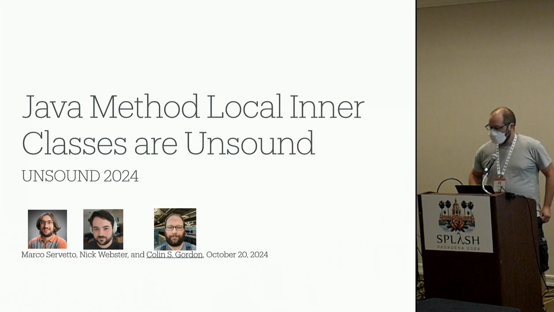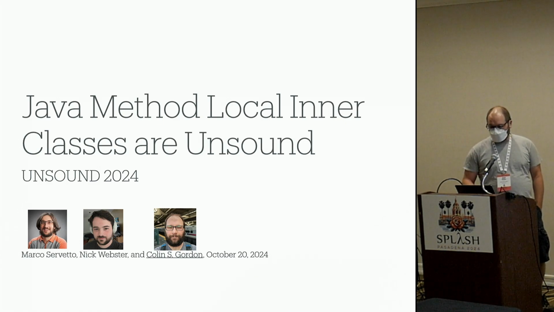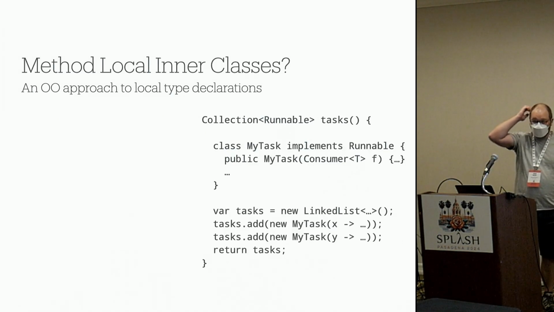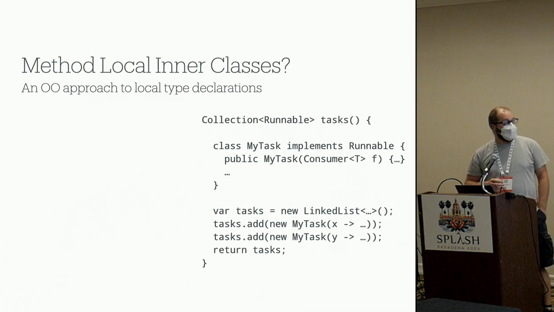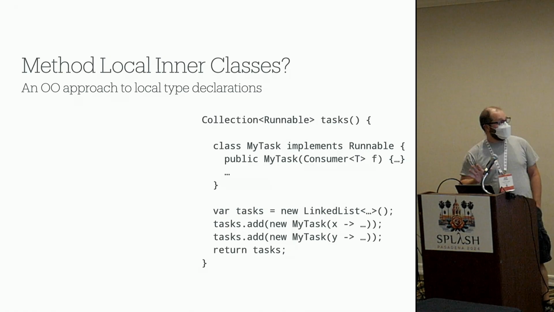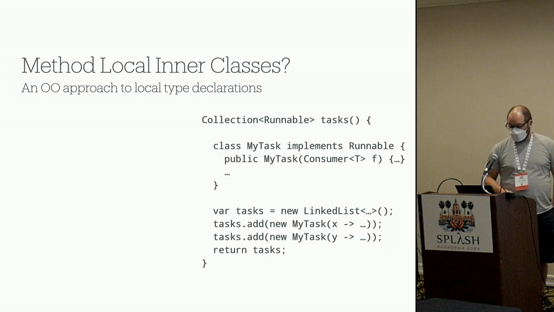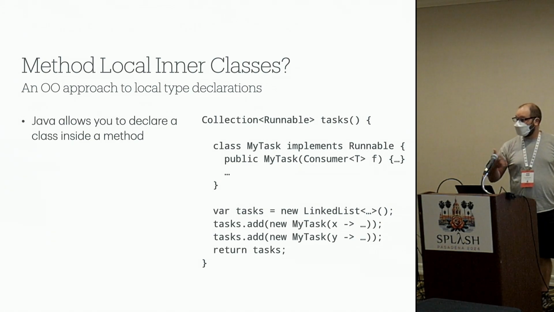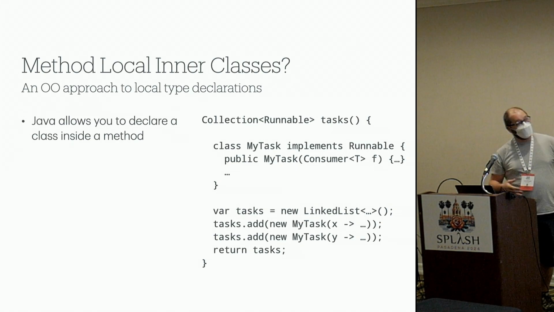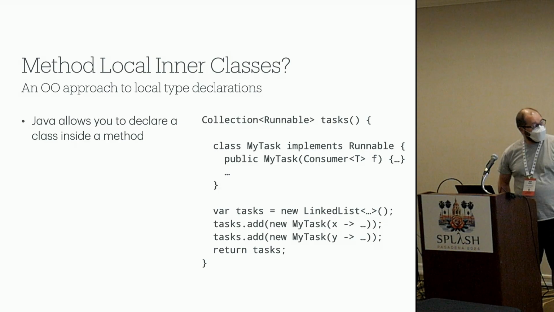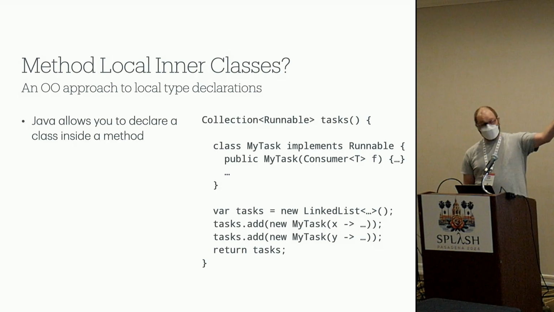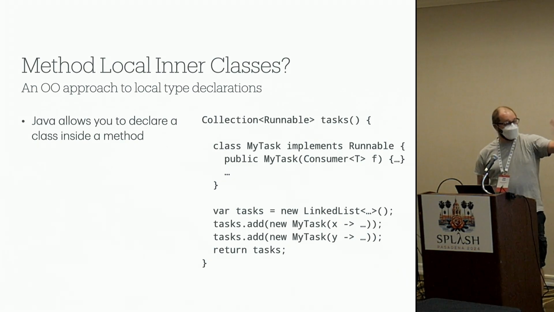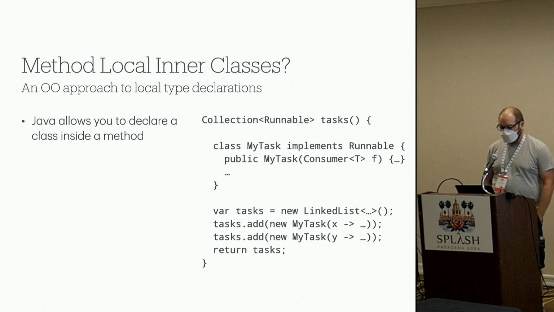Right? So first of all, let's talk about what even is a method local inner class. So the name is suggestive, but it is a little bit of a niche feature. Not everyone is aware that Java lets you do this. Java lets you declare a class inside a method. Right? So on the right here, we have a method tasks, and we have a method local inner class here, a specialized runnable. It has constructors, it has fields, methods, whatever else we want to throw in there.